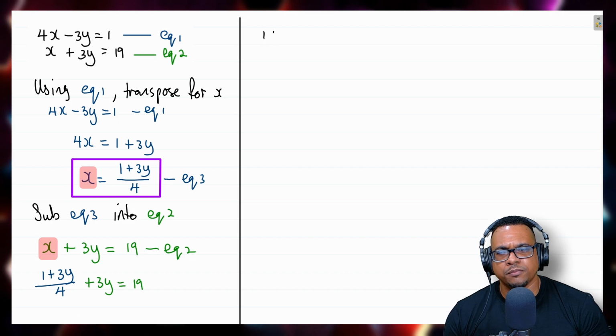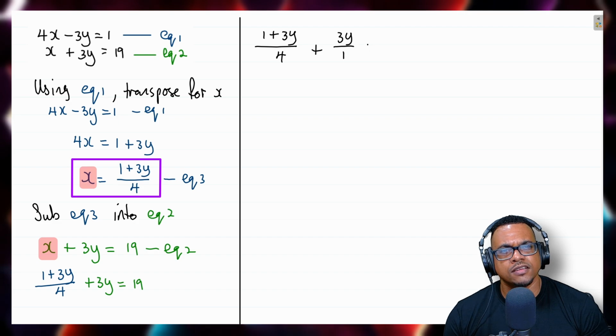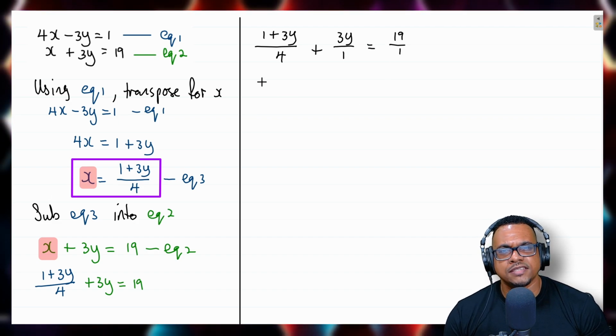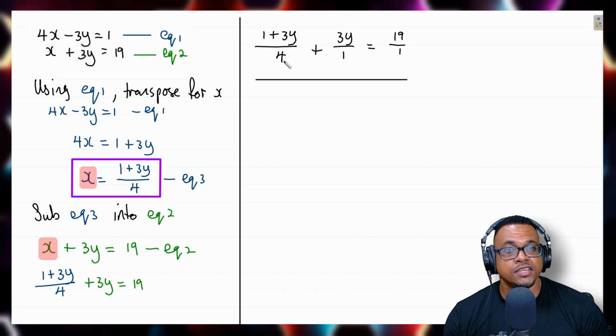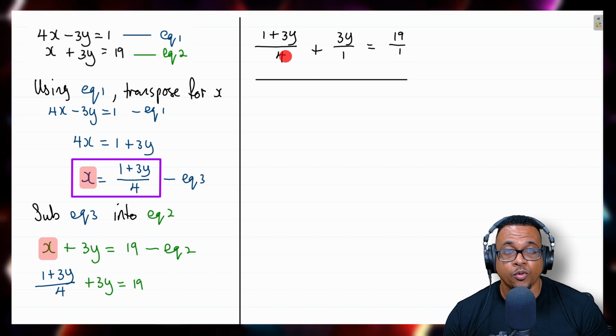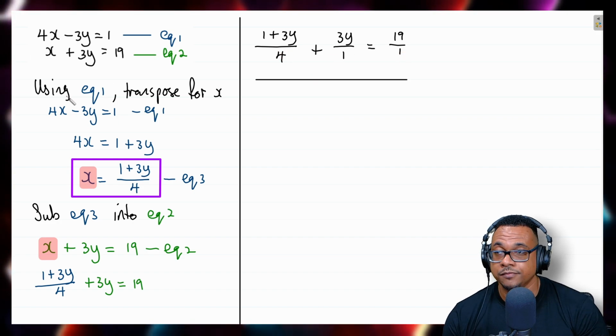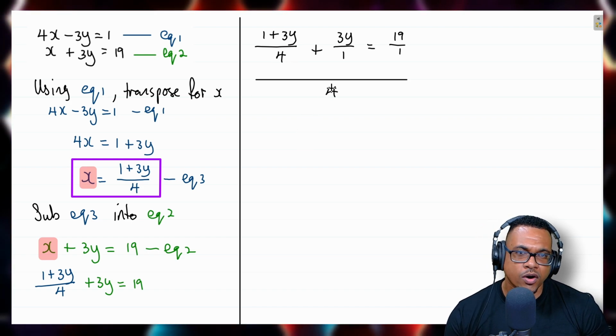So I'll write the 1 plus 3y over the 4 plus the 3y, I'll put that over 1. And I'll put the 19 over 1. And now I'll put this line here because we're going to get the LCM. And the LCM will be between the three denominators. Well, let's have 4, 1, and 1. So the LCM will be 4. That's the lowest number that all your denominators could go into. So you're going to put 4 here. That's my LCM. I'm going to say 4 into 4 is 1.